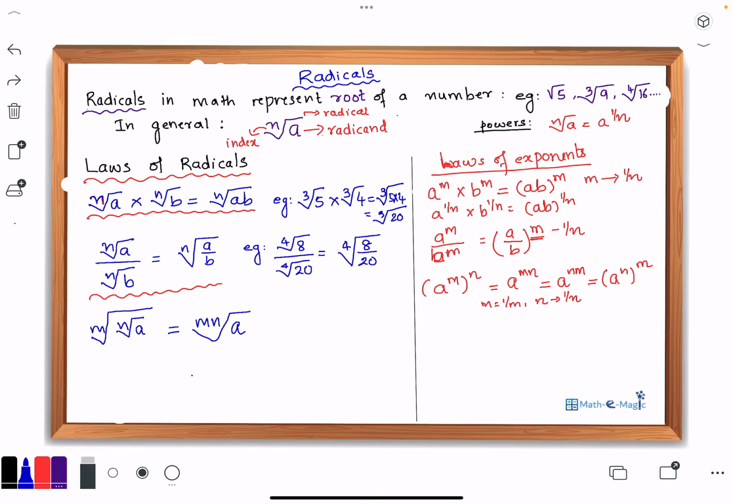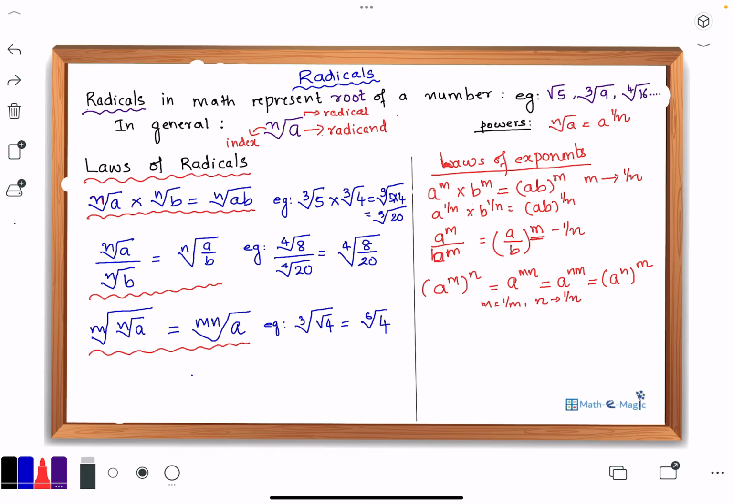For example, if I have the cube root of the square root of 4, then I can write it as 3 times 2 is 6, so the 6th root of 4. And then we simplify the radical further after that. This is our third law of radicals that we will usually use when we are simplifying radicals or solving radicals.